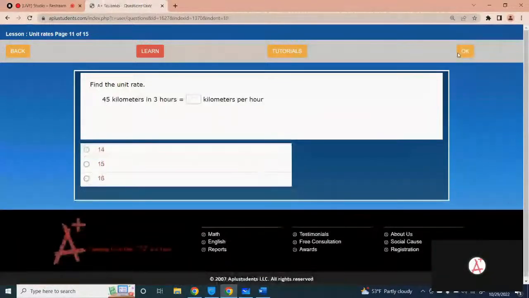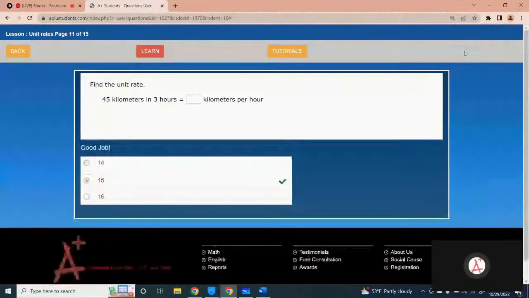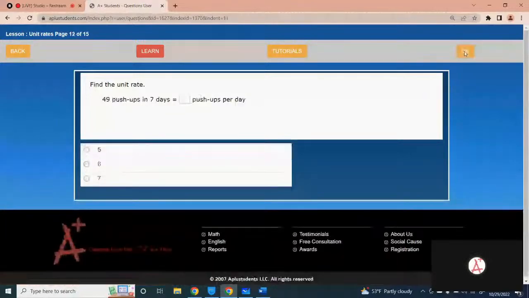Write the unit rate. 45 kilometers in 3 hours. So how many kilometers per hour? Yes, very good. It would be 15, because 45 divided by 3 is 15. Yes, very good, it is 15.